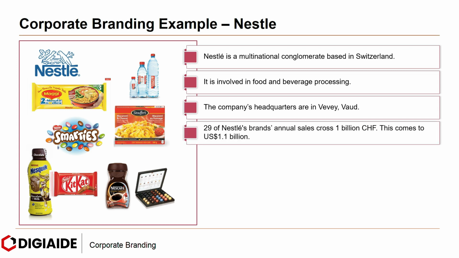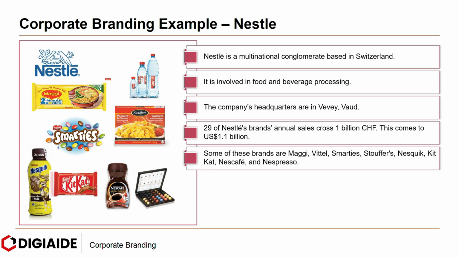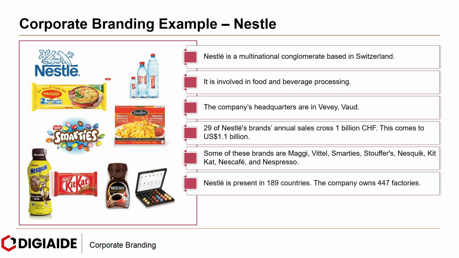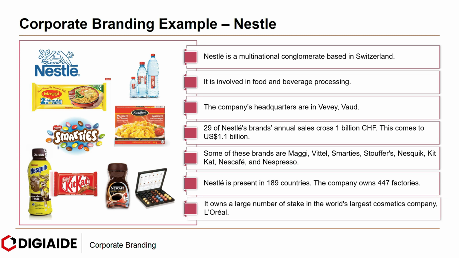29 of Nestlé's brands' annual sales cross $1.1 billion. Some of these brands are Maggi, Vittel, Smarties, Stouffer's, Nesquik, Kit Kat, Nescafe, and Nespresso. Nestlé is present in 189 countries, and the company owns about 447 factories. It owns a large stake in the world's largest cosmetic company, L'Oreal.